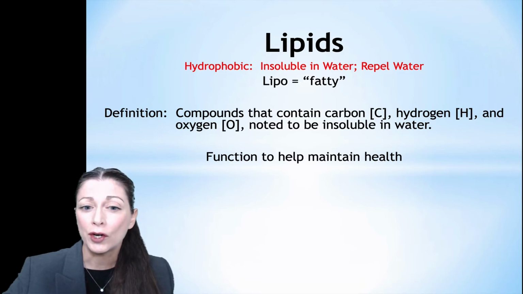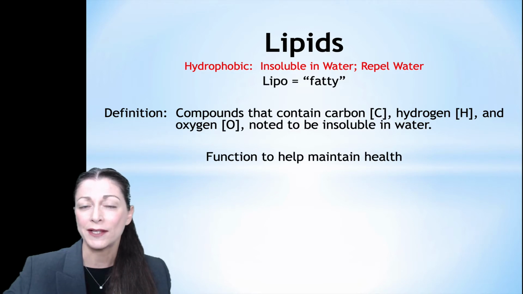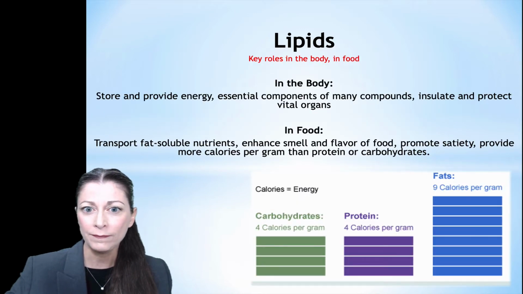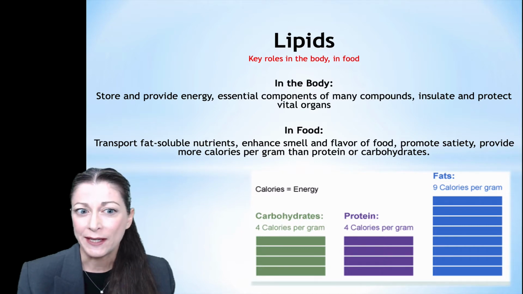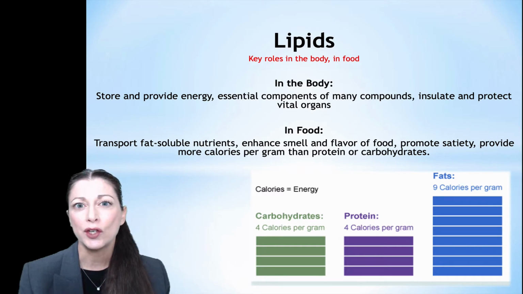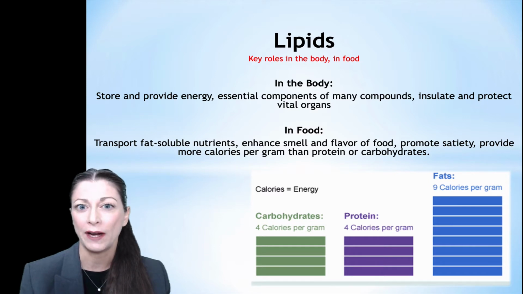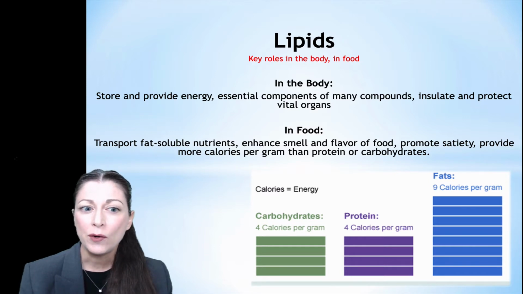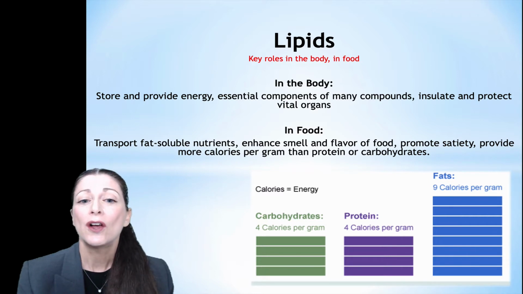Lipids play a large role in helping maintain our overall sense of health and well-being. The key roles of lipids in the body are to store and provide energy. Lipids are also essential components of many compounds in the body. They insulate and protect our vital organs. In food, lipids help transport fat-soluble nutrients, and there's a whole category of vitamins that have to be carried around with fat. They're fat-soluble vitamins. Lipids also enhance the smell of food and the flavor of food.